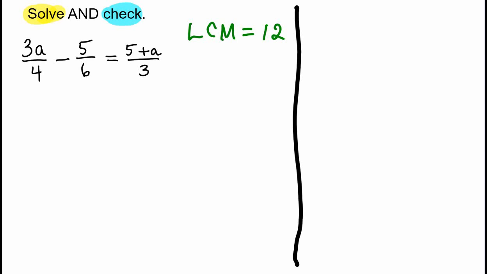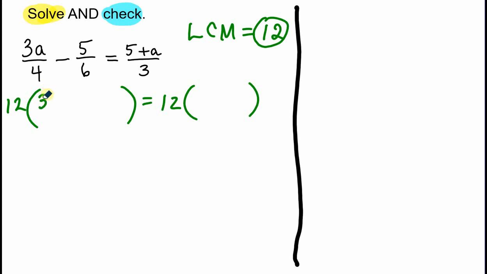So because 12 is the lowest common multiple, that is what we want to multiply both sides of this equation by. So here we go. We're going to multiply the left-hand side of the equation by 12, and we're also going to multiply the right-hand side of the equation by 12. And now just filling in those missing bits, we have 3a minus 4 minus 5/6, and over on the right-hand side we have 5 plus a over 3. So this is what the first step should look like, multiplying both sides by 12.